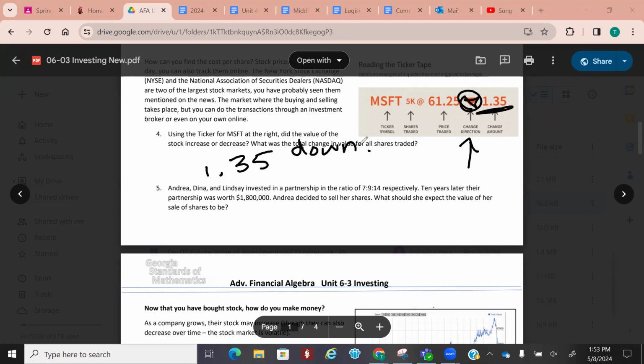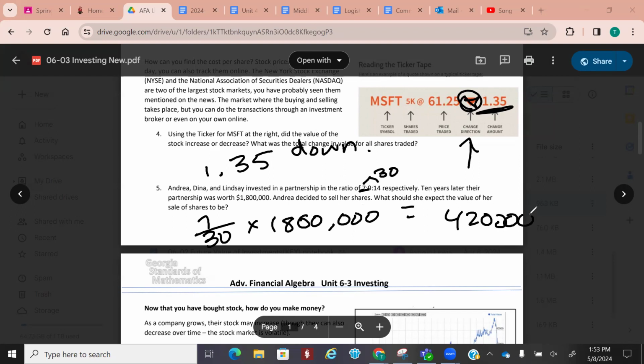Now, Andrea and Dina and Lindsay invested in a partnership with a ratio of 7:9:14, respectively. 10 years later, the partnership was worth 1,800,000. Andrea decided to sell her shares. What should she expect the value of her sale of shares to be? So this total is out of 30. So 7 out of the 30, which is the first number, and we're going to multiply it by 1,800,000. And that's going to be 420,000.